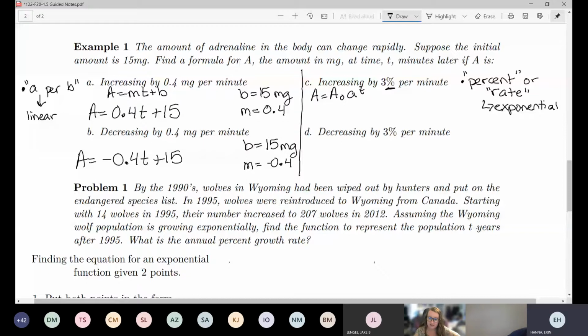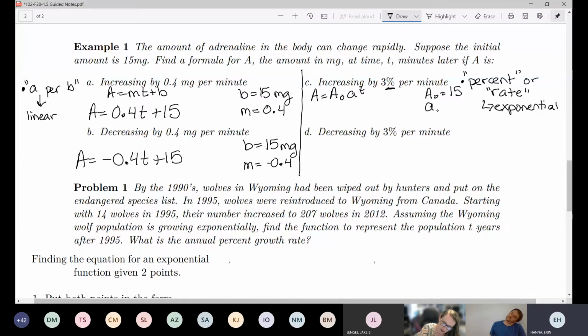So the A naught, that's our initial value. So what value did we start at? Well, just like before in the linear cases, we're still starting at 15. But here's where this gets a bit more complicated, and also I should add more space to this question because we're about to run out of space.